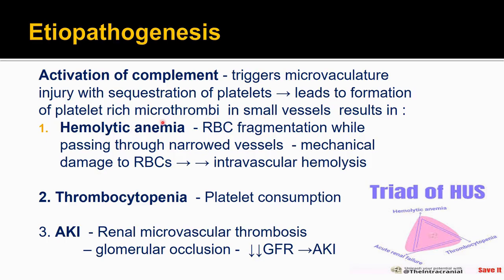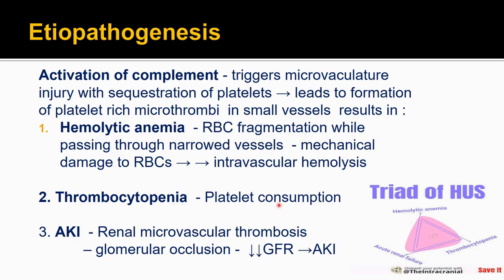So with the microthrombi formation, the channel becomes narrower. So in this narrow channel, when the RBC is passing, there is fragmentation and lysis. That lysis is mechanical damage, leading to intravascular hemolysis. Number 2, thrombocytopenia occurs because of the platelet consumption when they are forming the platelet-rich microthrombi.